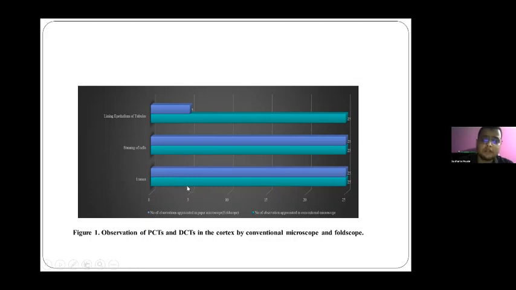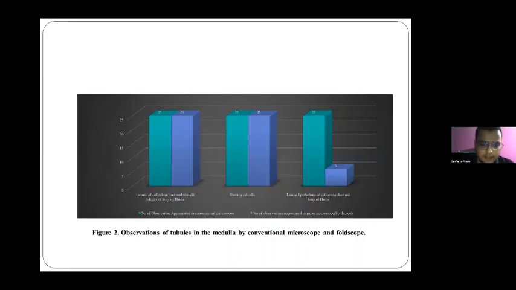And in the case of the lumen, the size of the lumen of the proximal convoluted tubule is small, and the size of the lumen of the distal convoluted tubule is big, comparatively bigger than that of the proximal convoluted tubule. So this feature was also identified with the help of the Foldscope. But the only thing that was not possible in the 20 observations is that we were not able to identify the lining epithelium of the tubules of the proximal convoluted and the distal convoluted tubule.